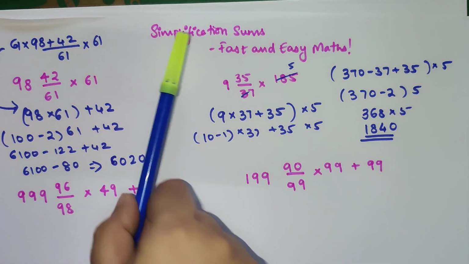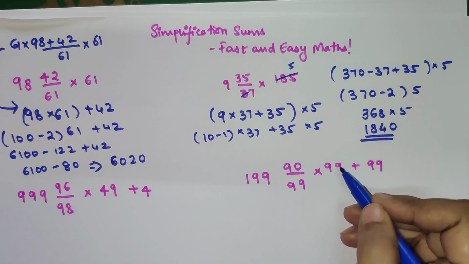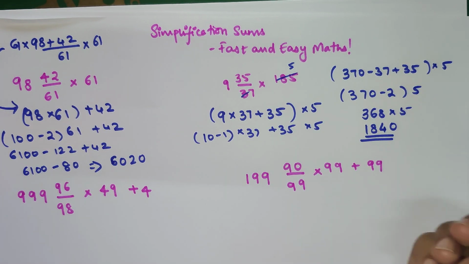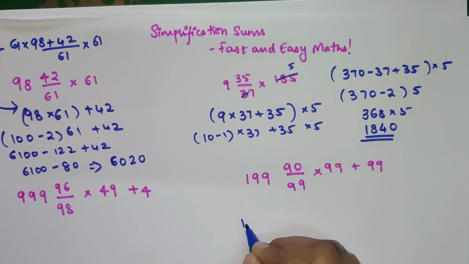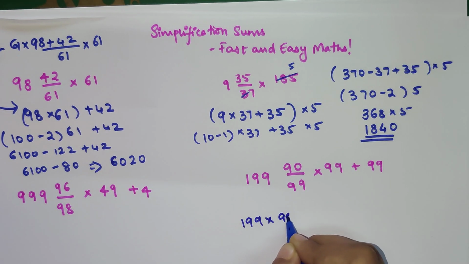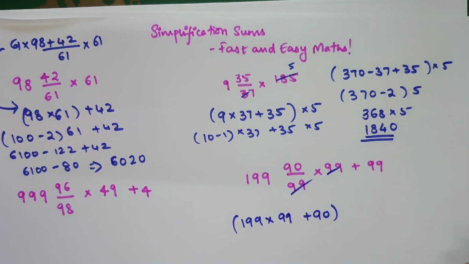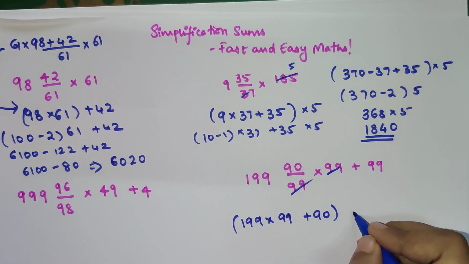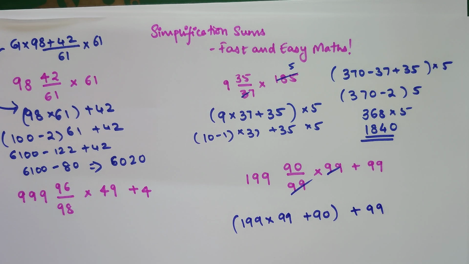So over here, you can see that 99 and 99 are same. Okay, so we are just going to use the trick and we are just going to do 199 into 99 plus 90. Why? Because this and this will eventually cancel, and then we will just add 99 to whatever your answer is. So we have this as 200 minus 1 into 99 plus 90.